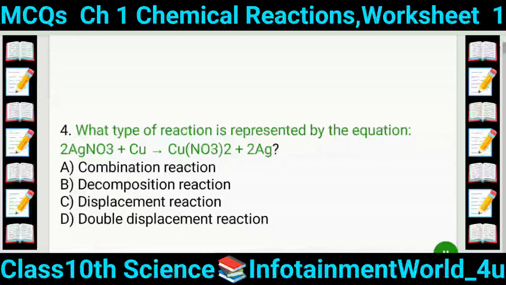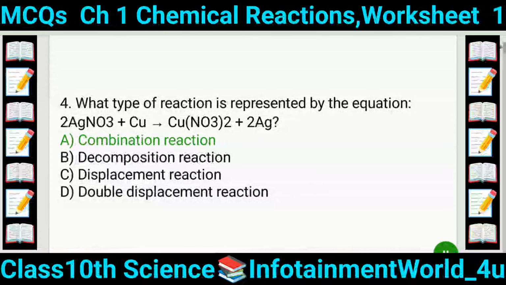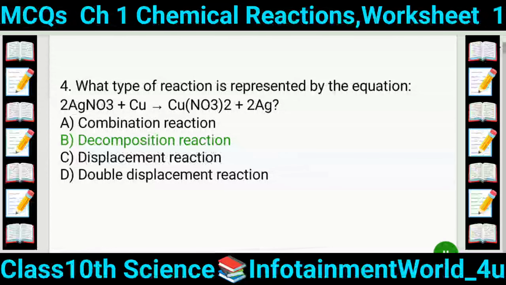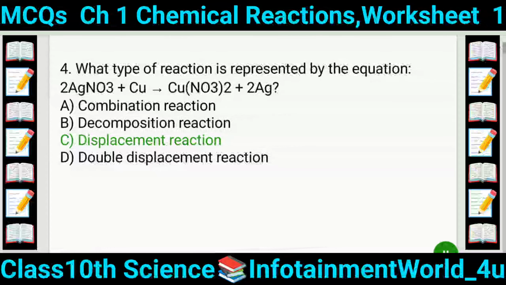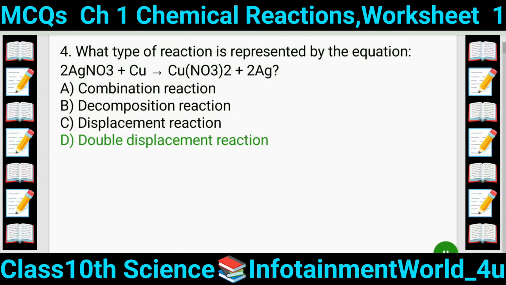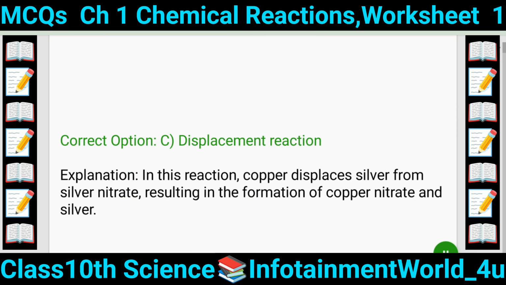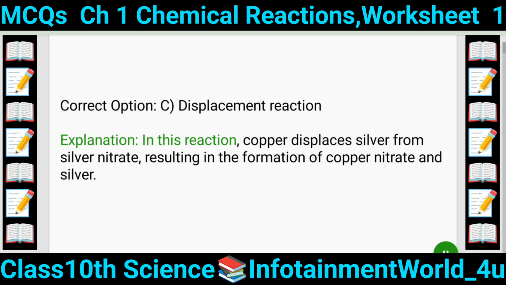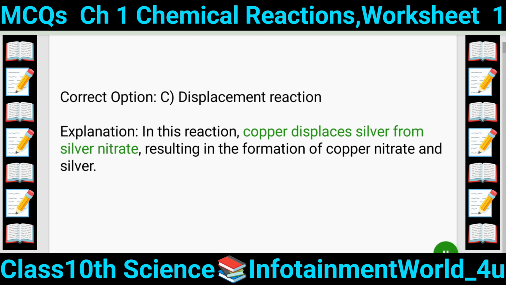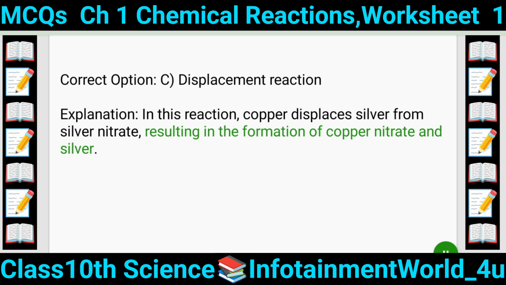4. What type of reaction is represented by the equation 2AgNO3 + Cu → Cu(NO3)2 + 2Ag? A. Combination reaction. B. Decomposition reaction. C. Displacement reaction. D. Double displacement reaction. Correct option C. Displacement reaction.